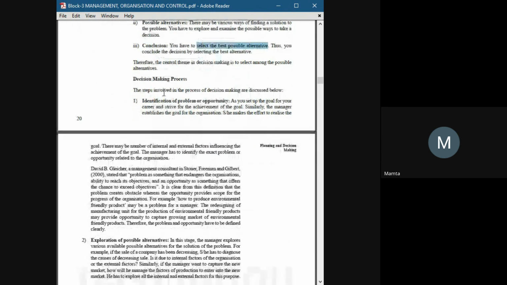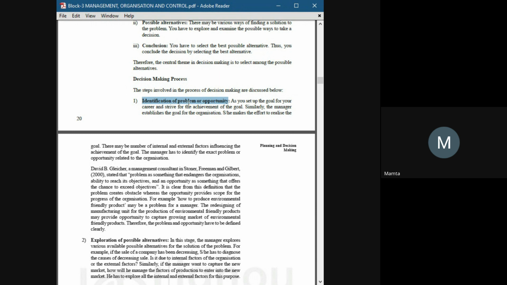So let's read how a manager does decision making, or how a person takes a decision. It's general, either for the business or for a normal human being. Identification of problem and opportunity is the first step in the decision making process. At first, we need to identify the problem or the opportunity to take a decision.